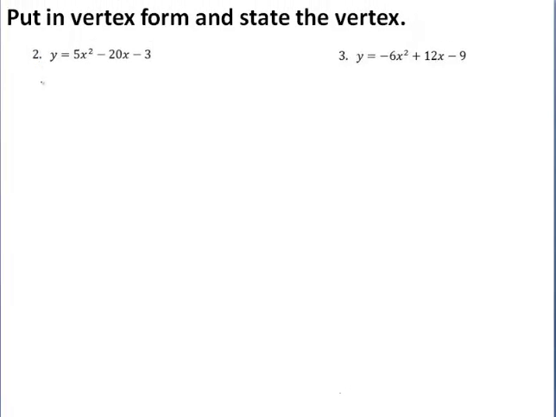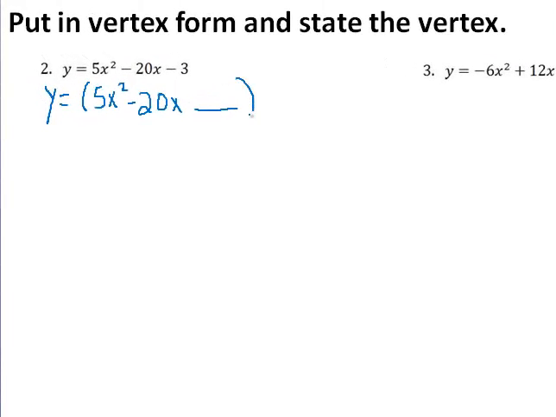Okay, let's move on to the next problem. Y equals 5x squared minus 20x minus 3. So start off by just putting parentheses around your first two terms. So 5x squared minus 20x, leave a space, and then minus 3, and leave another space to balance.